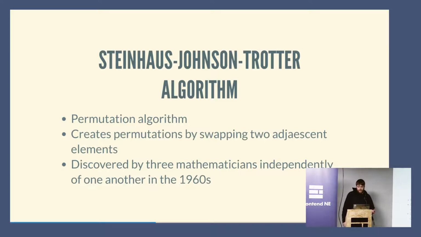Incidentally, it was discovered by three different mathematicians independently of each other in the 1960s, but was well known to English change ringers as early as the 17th century. So they got beaten to it, I guess.